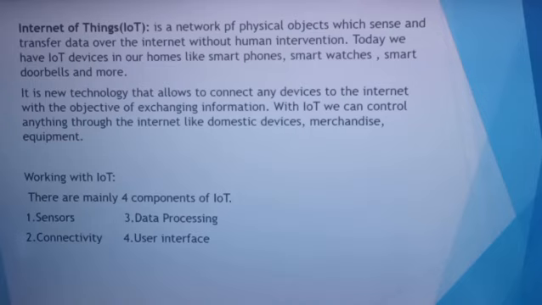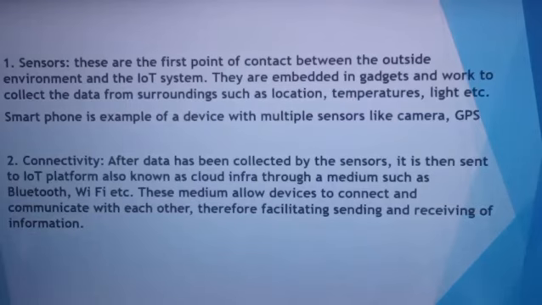Now we'll discuss the working of IoT. There are mainly four components of IoT. First one is sensor, second is connectivity, third one is data processing and fourth one is user interface. So what is a sensor? Sensors are the first point of contact between the outside environment and the IoT system. They are embedded in gadgets and collect data from surroundings such as location, temperature, light, etc. Smartphone is an example device with multiple sensors like camera, GPS.